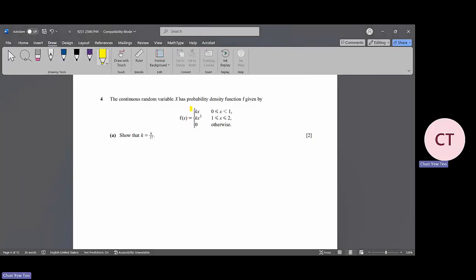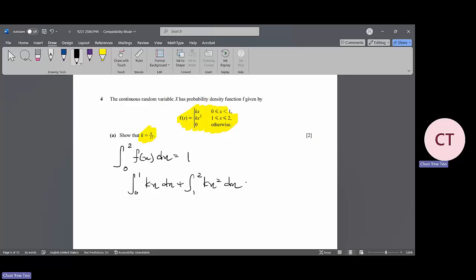Continuous random variable x has a PDF given in the piecewise function over here. We want to show that k is equal to 6/17. So in order to show that k is 6/17, we need to integrate from 0 until 2. The f(x) will give you a 1. That means the total area from 0 to 2 is 1, which means the integral from 0 to 1 of kx plus the integral from 1 until 2 of kx squared dx will give you a 1.